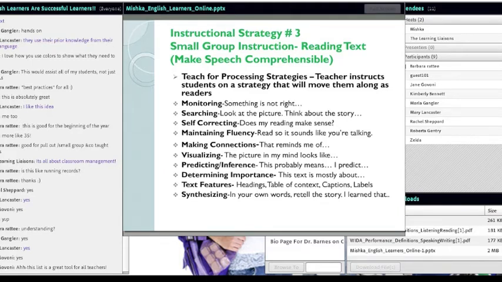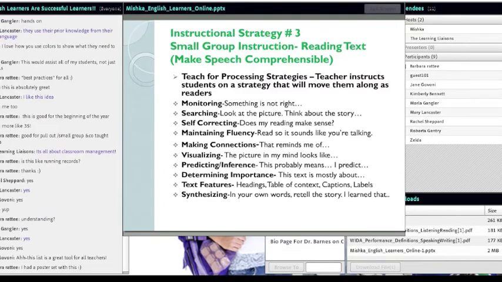All right. Any questions so far? Yes, it's good. They're good strategies to help students. Very good. You have a poster.